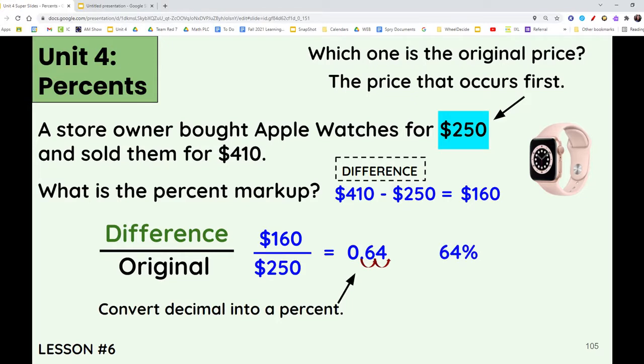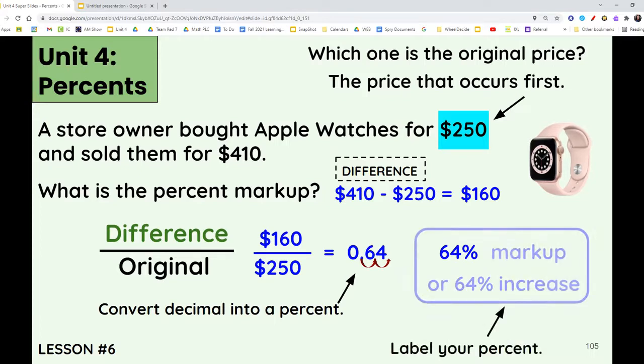Now, was this a 64% increase or a 64% decrease? The price went from 250 to 410. So this was a 64% markup or a 64% increase. So we have to label our answer by labeling it an increase, or in this specific situation, we could label it a markup. All right, next slide.